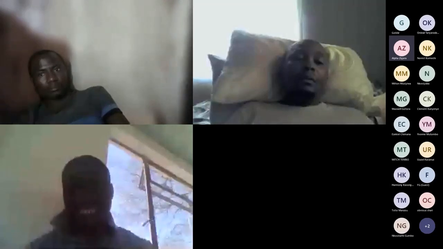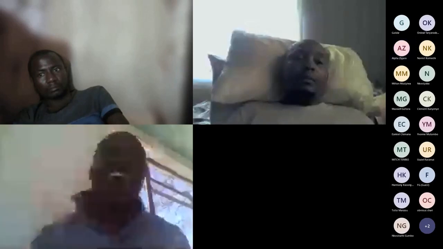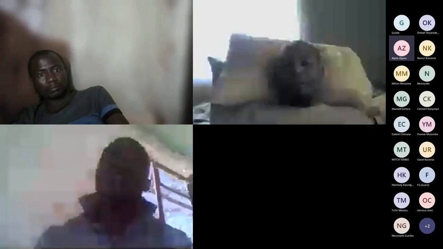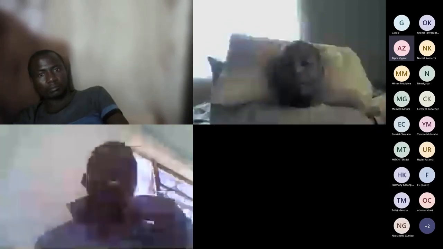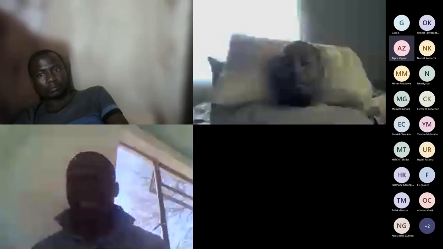Let me start with natural numbers. Natural numbers are positive numbers or counting numbers. For example, we have 1, 2, 3, 4, 5, 6, 7, and so on. These are called natural numbers. And we have type number two, whole numbers. These are basically natural numbers, but they also include zero. Whole numbers are represented by the symbol W.